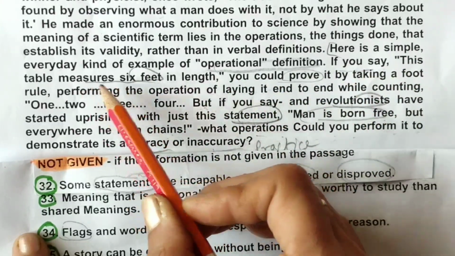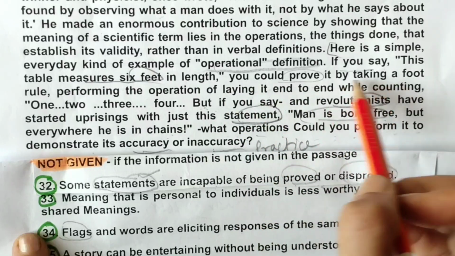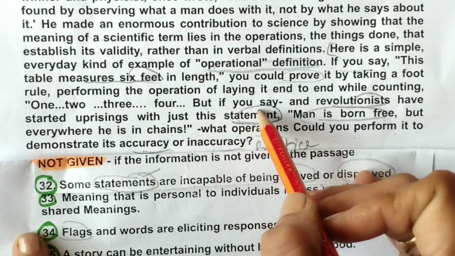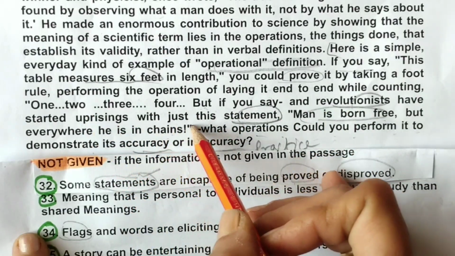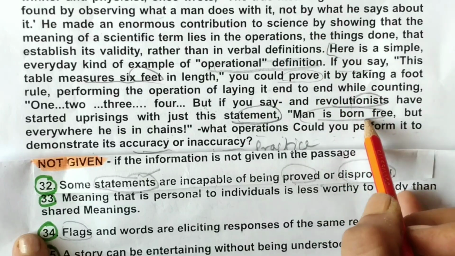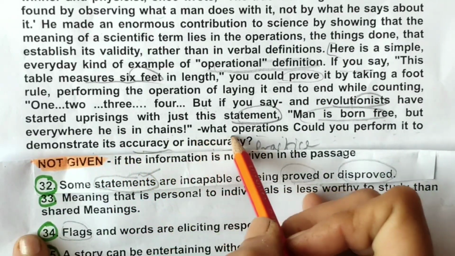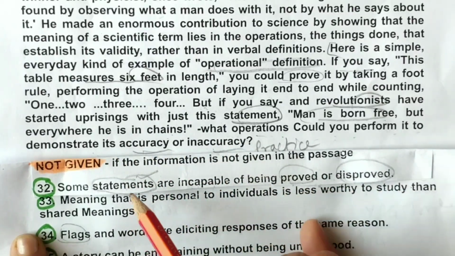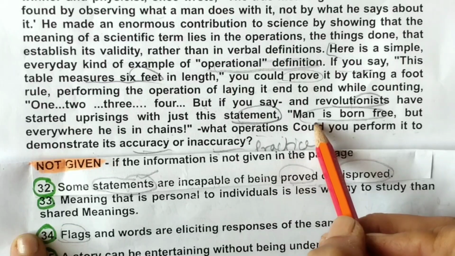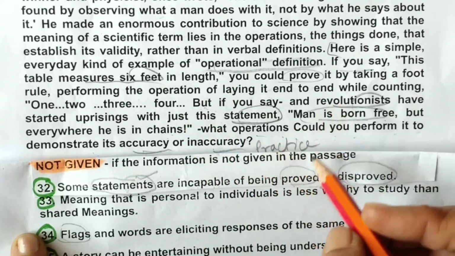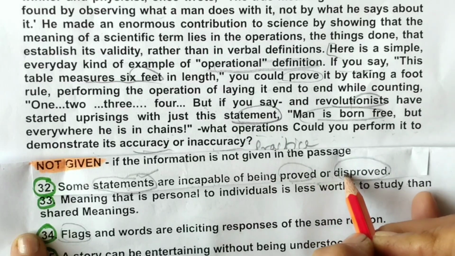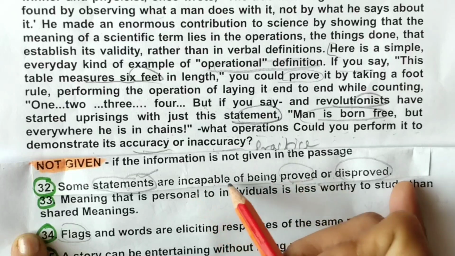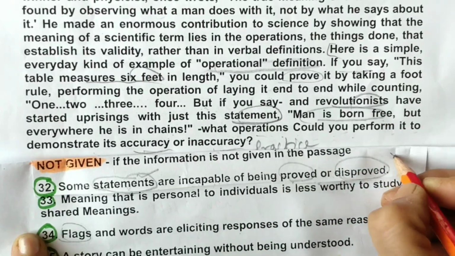If you say this table measures 6 feet in length, you could prove it by taking a foot rule, performing the operation of laying it end to end while counting 1, 2, 3, 4. But if you say, as revolutionists started uprising with just this statement, man is born free, but everywhere he is in chains, what operations could you perform to demonstrate its accuracy or inaccuracy? So some statements are incapable of being proved or disproved. I think everything is matching, so we can mark here yes.